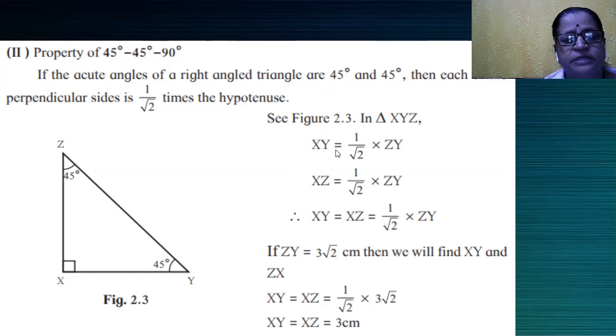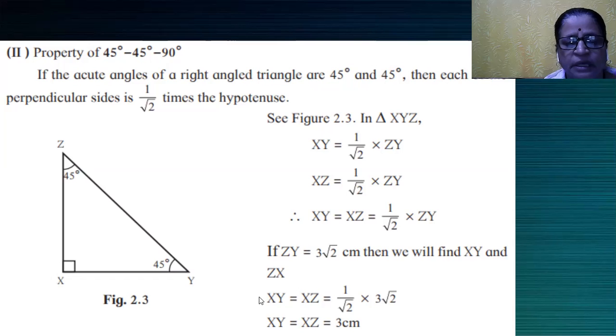So that XY is equal to 1 divided by square root 2 into ZY. ZY is the hypotenuse. Therefore XY is equal to XZ is equal to 1 divided by square root 2 into ZY. If the value of ZY is given as 3 square root 2 centimeter, then find XY and ZX. These two sides are equal.